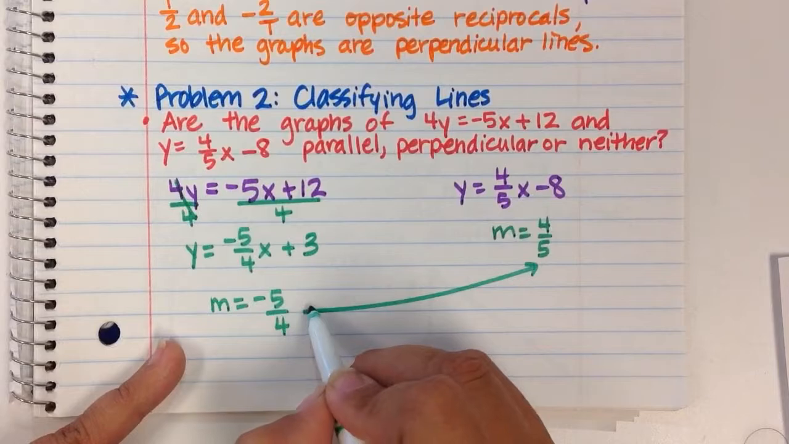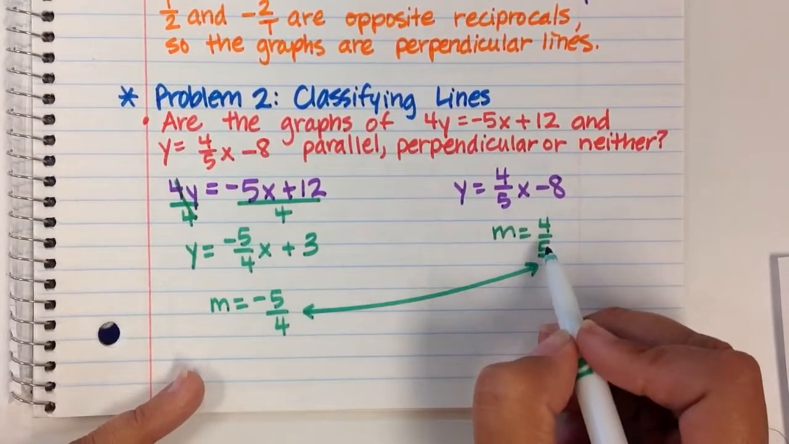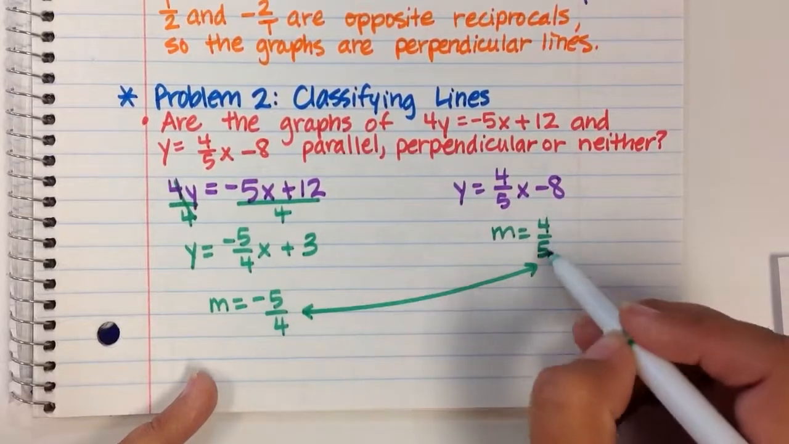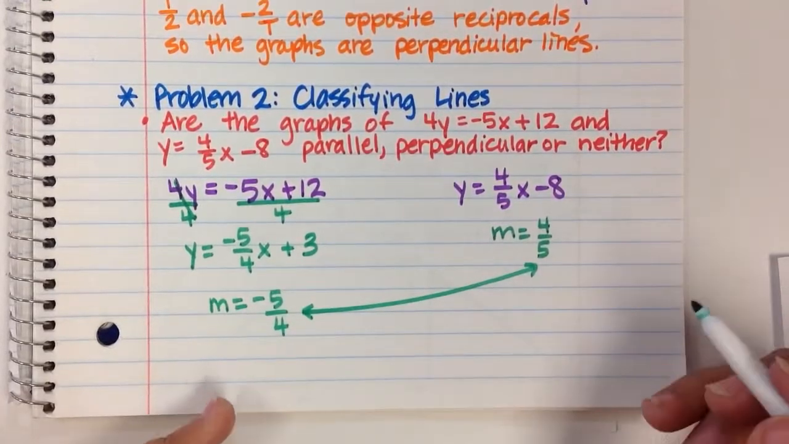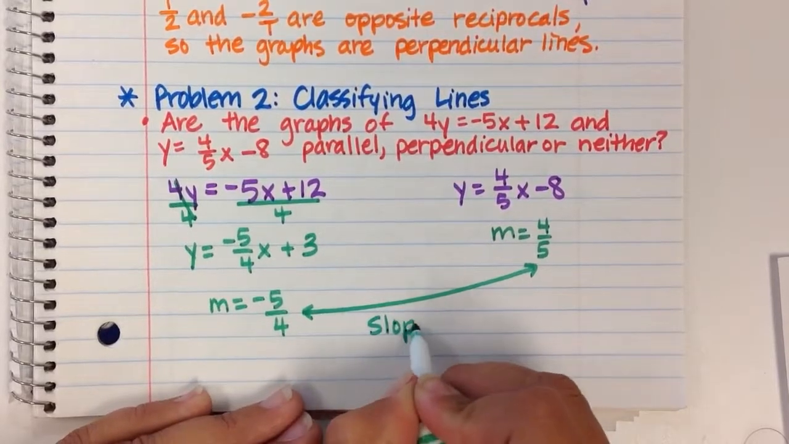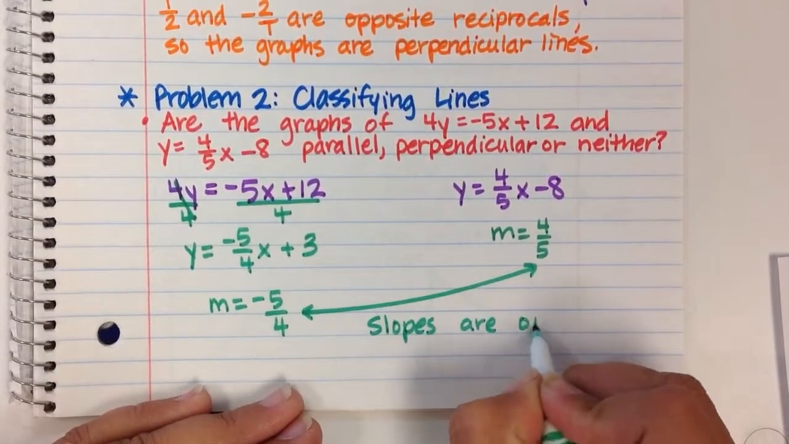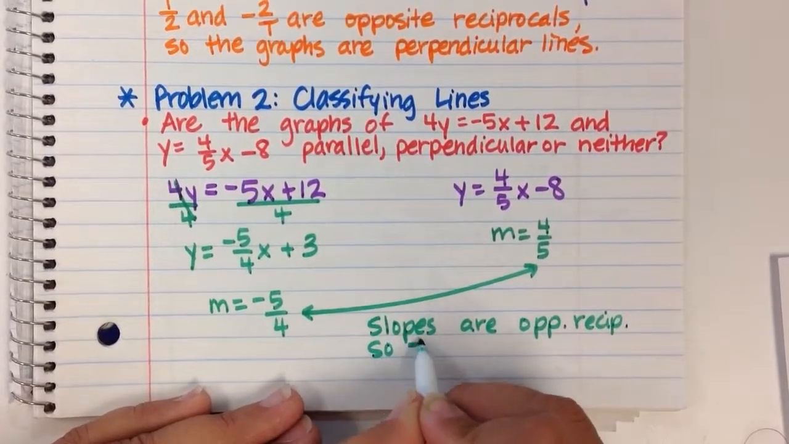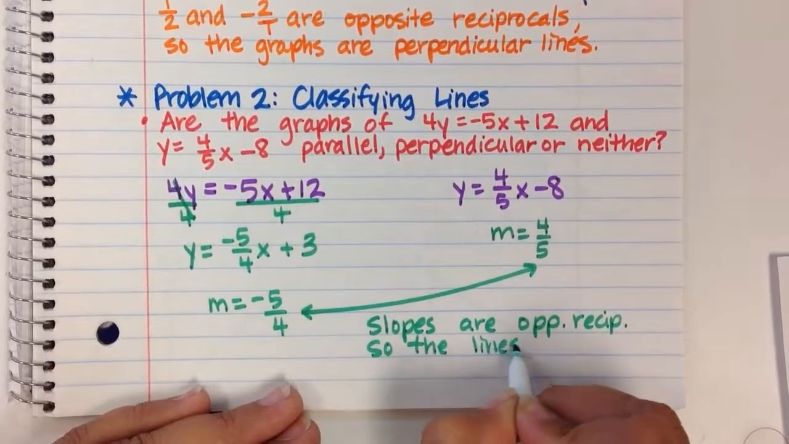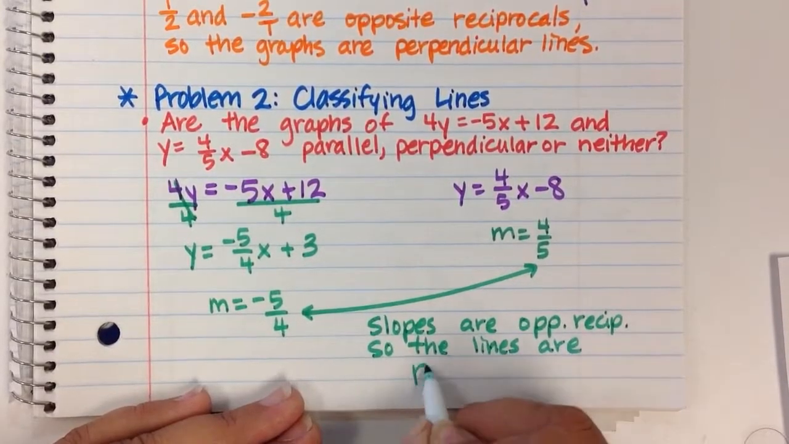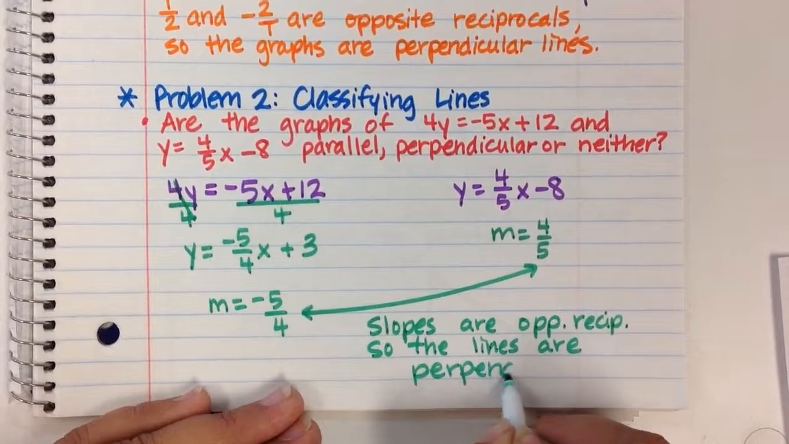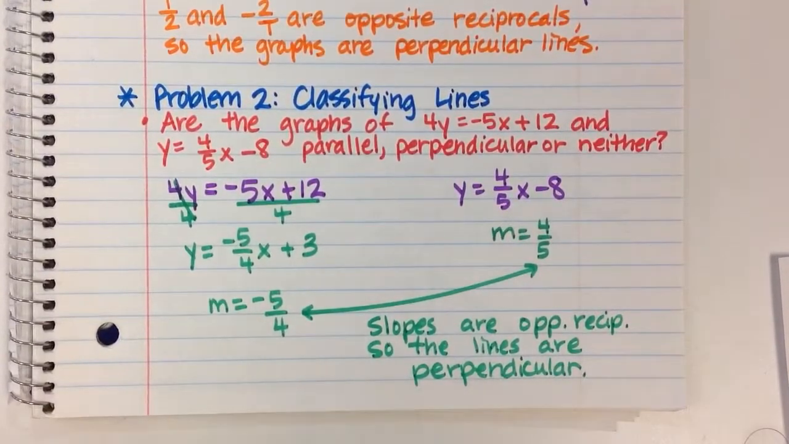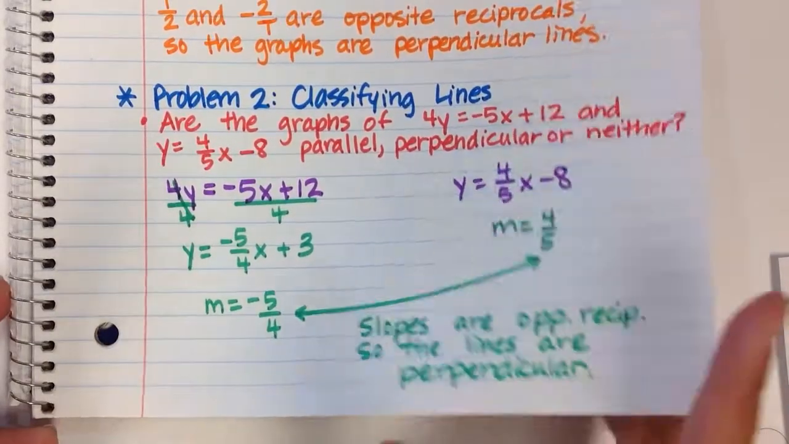Are these two opposite reciprocals? This one's negative, this one's positive, so yes, they're opposites. 5/4, if I flip that, do I get 4/5? Yes, so their slopes are opposite reciprocals, so the lines are perpendicular. Okay? Opposite reciprocals have perpendicular lines.